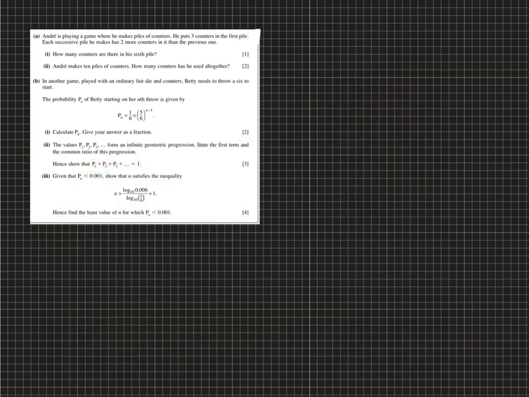Now, the last part of this question asks us to find the least value of n for which Pn is less than 0.001. So we simply need to evaluate the result on the right-hand side, which gives us n is greater than 29.060... So the least value of n is, of course, then 30, because n has got to be greater than 29.06.